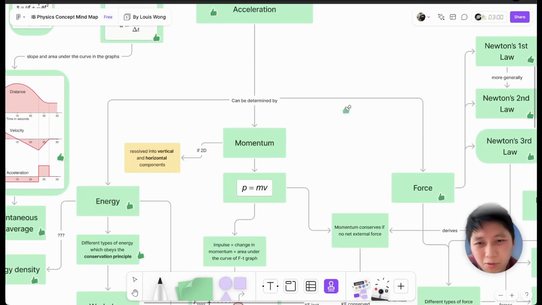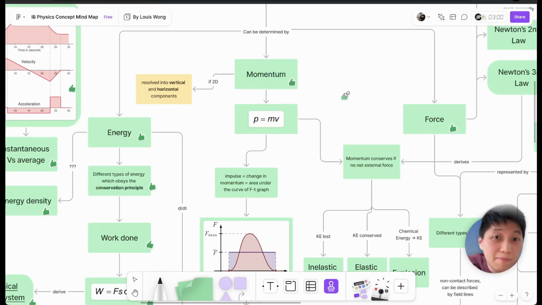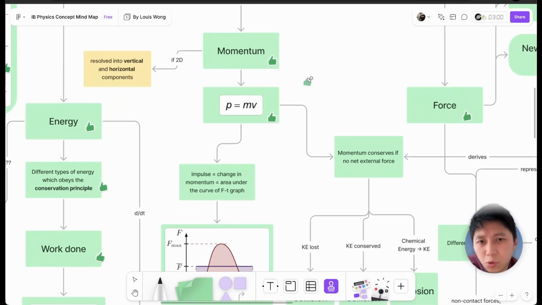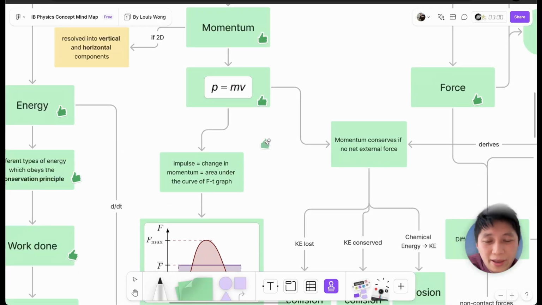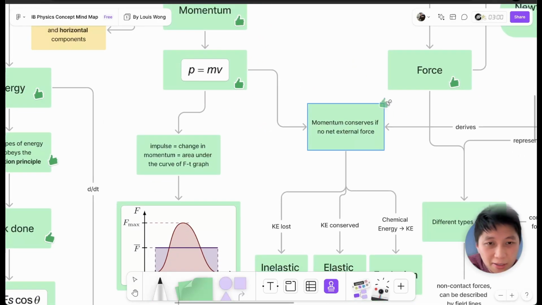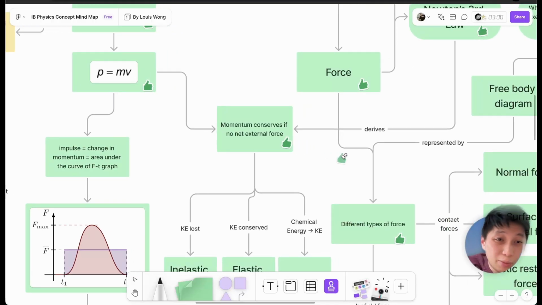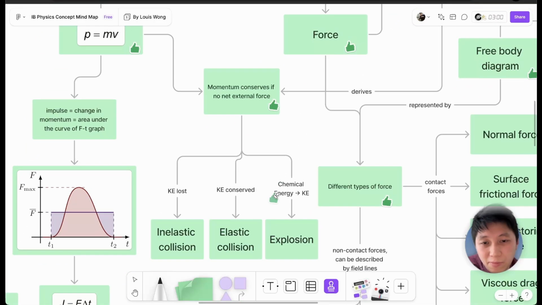Going on to the next one, we finish energy, so now we move on to momentum, another big main way to look at motions. It is quantified by mass times velocity, this equation. The interesting thing about momentum is that it will be conserved if there's no net external force. This is done by observation, and it, in fact, aligns with Newton's third law. You can use Newton's third law to derive the conservation of momentum.